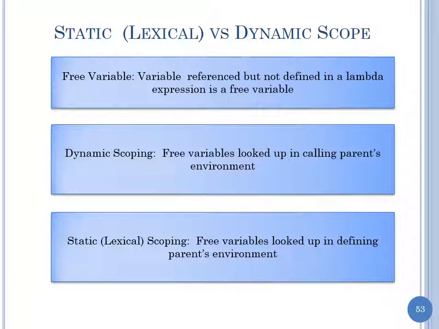Okay, so the big deal last time and for a while now is the scoping issue. And we saw that there were two kinds of scoping, static, which was also called lexical, versus dynamic. And the issue had to do with free variables. You can have a lambda expression with a body that references variables that are not its parameters. So it can reference variables that are free.